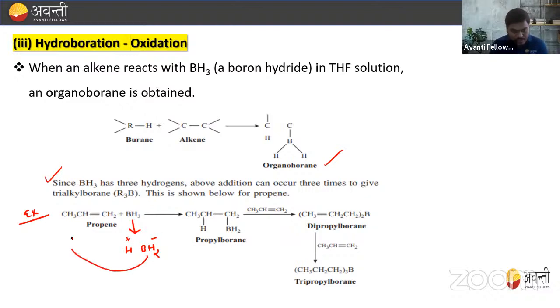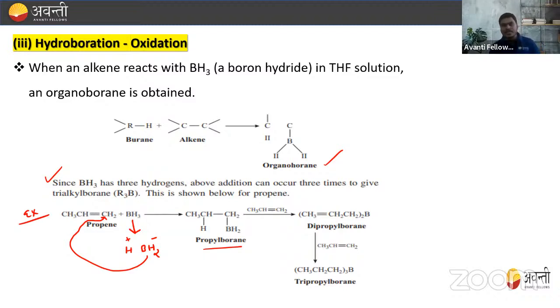So this negative part goes to which carbon? Yes, it goes to this carbon atom according to the anti-Markovnikov's rule, right? So this BH2 goes to this carbon atom which contains the more number of hydrogens on the double bond. So what will form? They will form CH3CH2CH2, and this is BH2. This is called propyl borane. Now again this reacts with CH3CH=CH2, that is propene, to form dipropyl borane. And again they react with the CH3CH=CH2, so they will form tripropyl borane, right? So this is how the trialkyl borane will be formed.